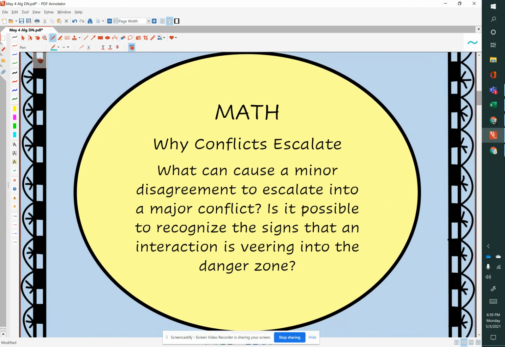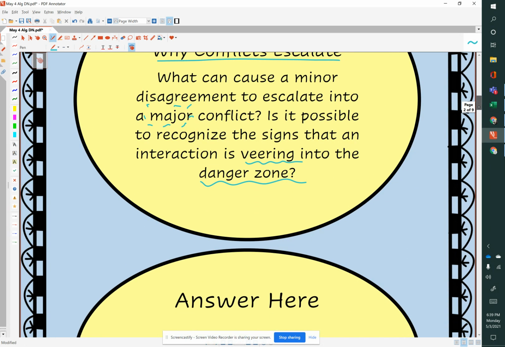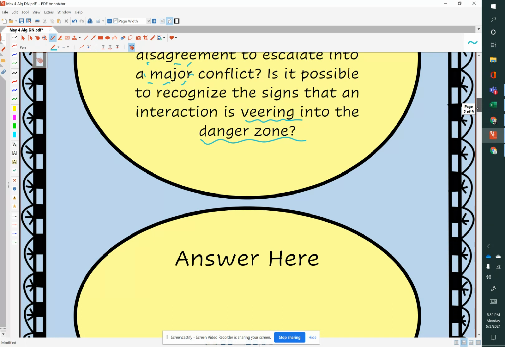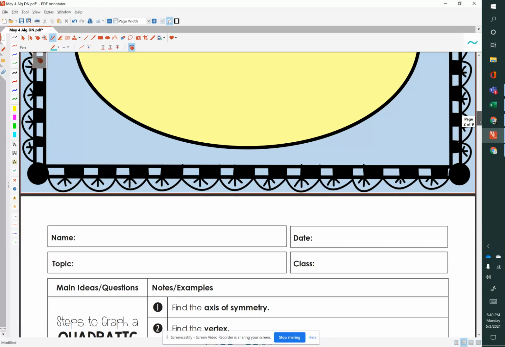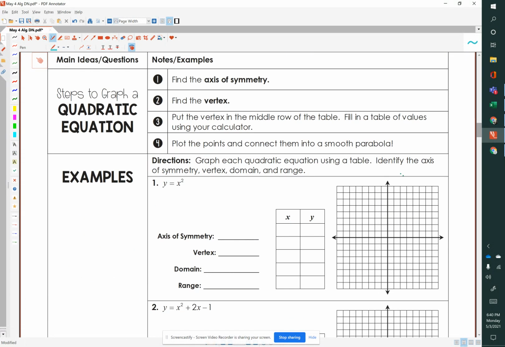So this do now is about why conflicts escalate. What can cause a minor disagreement to escalate into a major conflict? Is it possible to recognize the signs that an interaction is directing into the danger zone? So think about, what do you feel? I get like my shoulders tense up, but let's talk about that. How about a sentence or two right there? So today, now you've done your do now, take a minute on that and then pause the video and then come back. We're going to graph some quadratic equations, okay?